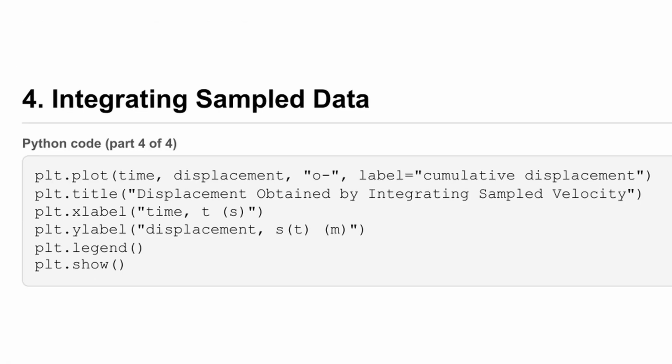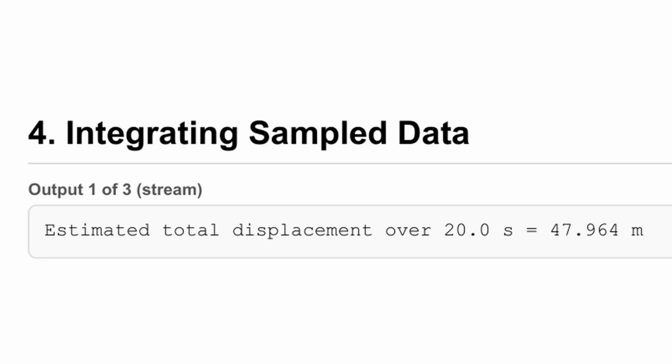The final part of this code sets up our plots. We want to visualize both the raw velocity measurements we started with and the resulting cumulative displacement curve we obtained through integration. The console output tells us that our estimated total displacement is approximately 47.96 meters. This single number gives us the total change in position, but the plots will show us the full story.